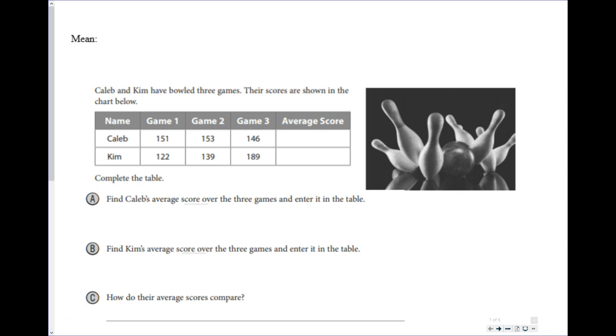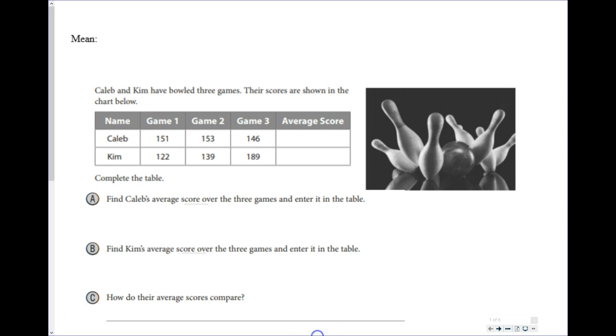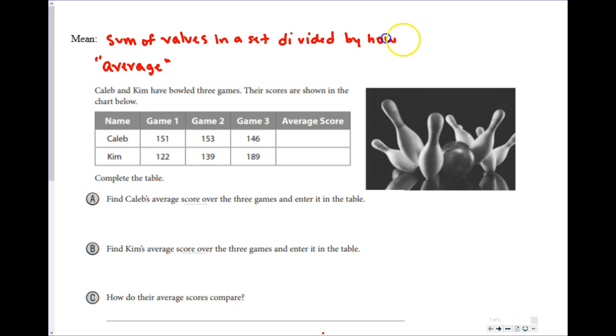And you guys have calculated mean many times in your math classes over the years. So I'm just going to remind you that mean is that average, right? When we find the average of something, you guys have done it a billion times. You add them all up. You take the sum of the values in the data set, and you divide it by how many there are. Okay, so that's finding the mean.